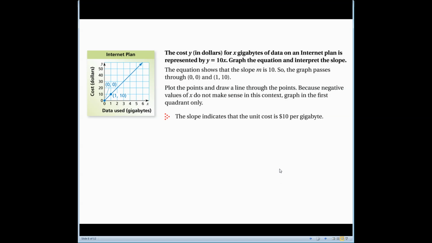All right. What does the slope mean? Well, let's look at our units. Here, cost is in dollars. That's the y coordinate. And data used, that's gigabytes. That's the x coordinate. So for 1 gigabyte of data, how much does it cost? $10. That's what the coordinate 1, 10 is telling you.